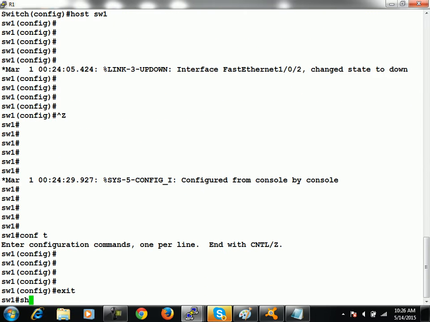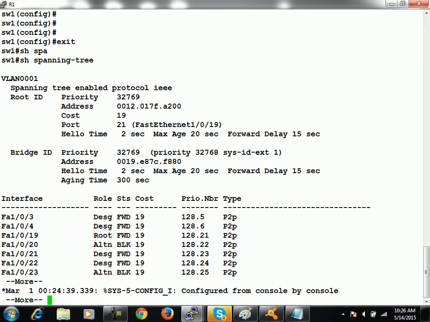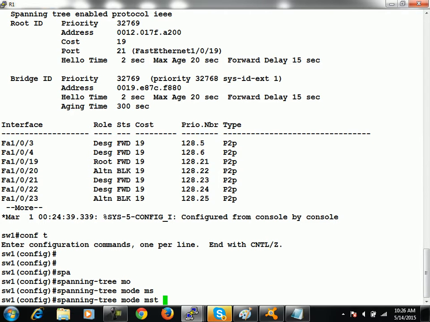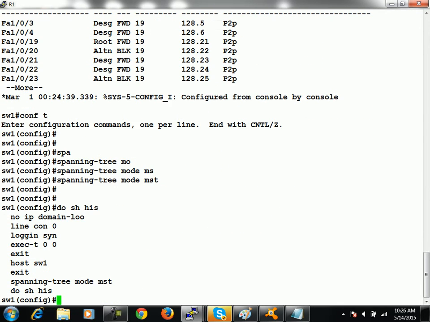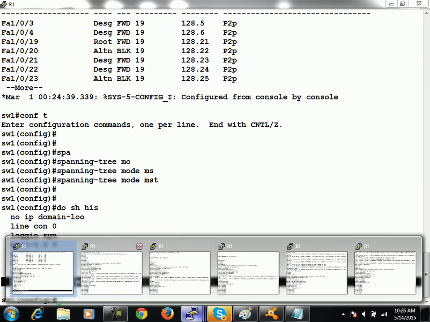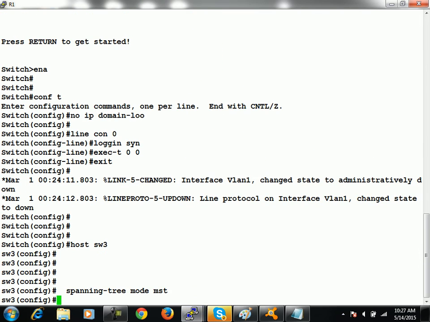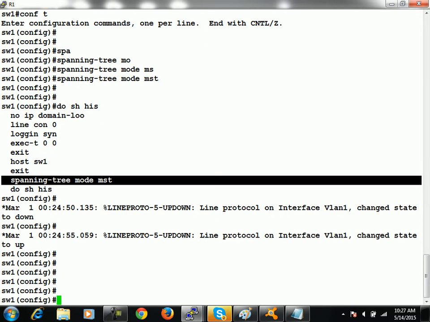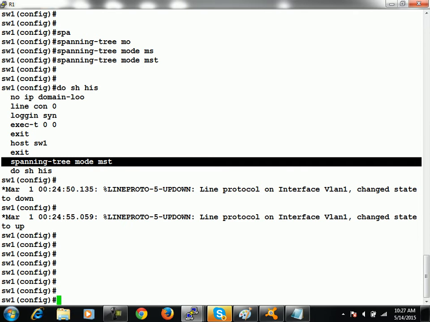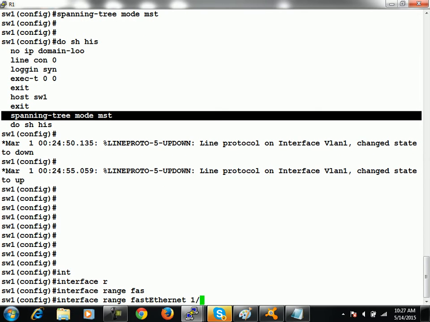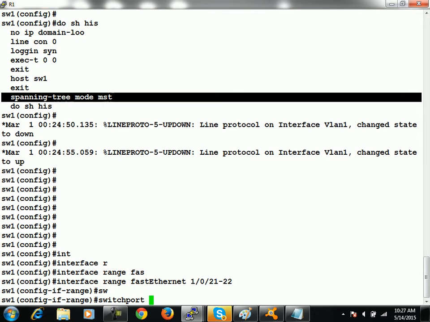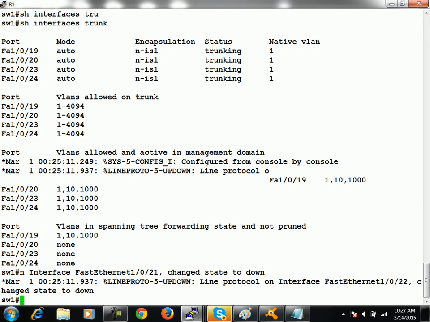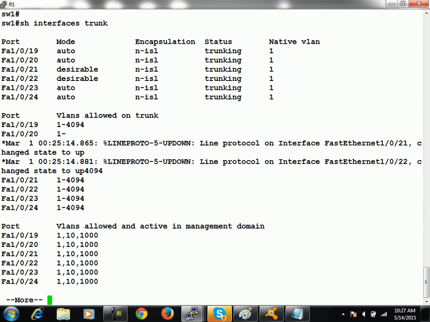By default, it will be running STP, IEEE. Spanning tree mode, the very first command. Now configure mode MST on all switches first of all. And one more thing, switch 1 and switch 2 are not going to form trunking by default, so let's configure trunking between these two switches. Interface range FastEthernet.